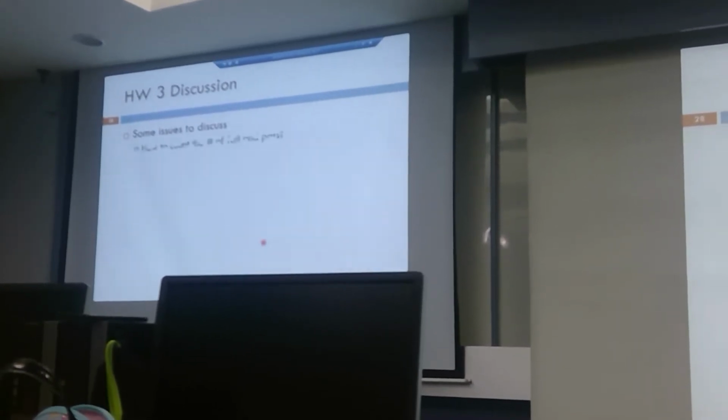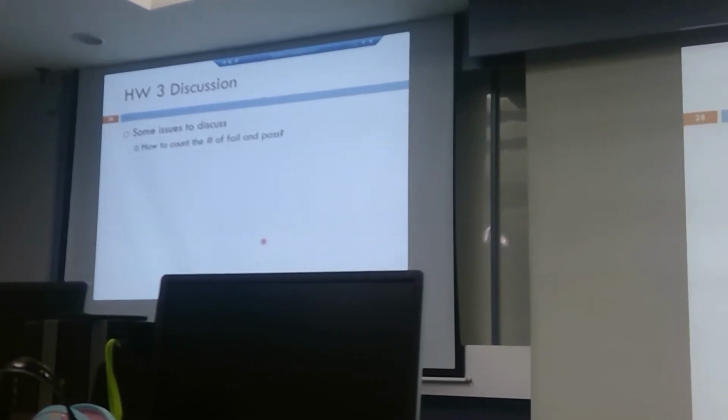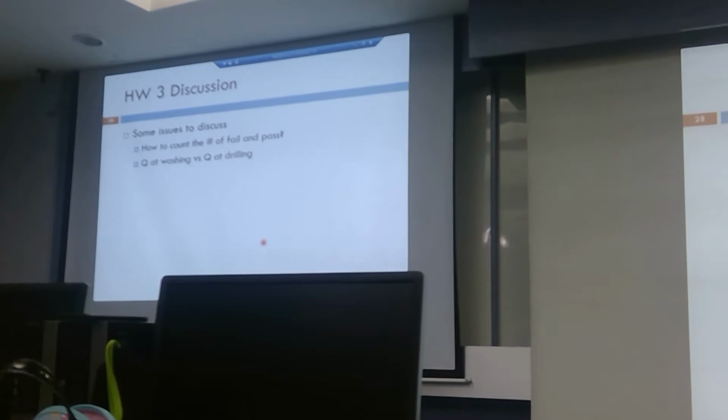Okay, another thing, how to count the pass and fail. We already talked about that. You can use the module record. Keyword washing and drilling, we already talked about that, right? Because the entity that goes to the washing center will follow the same type of delay distribution as the washing. That's why the keyword washing center is smaller.